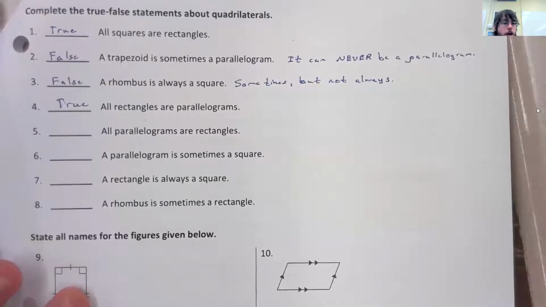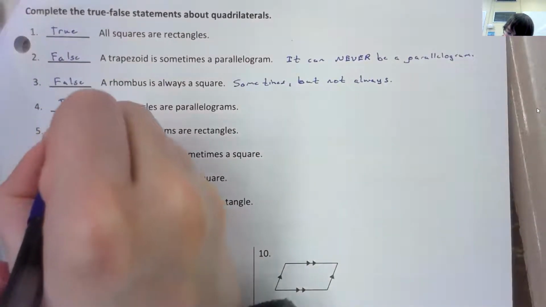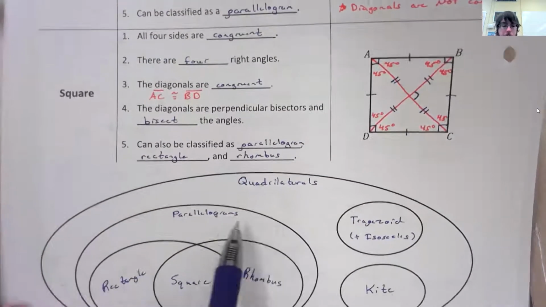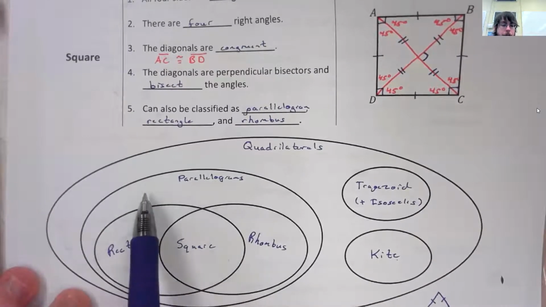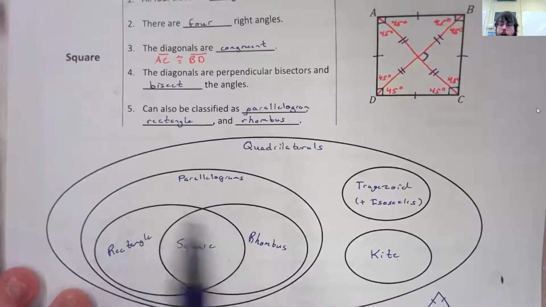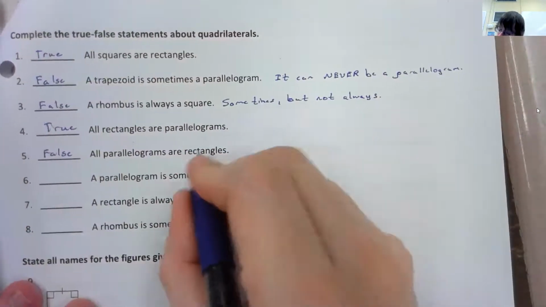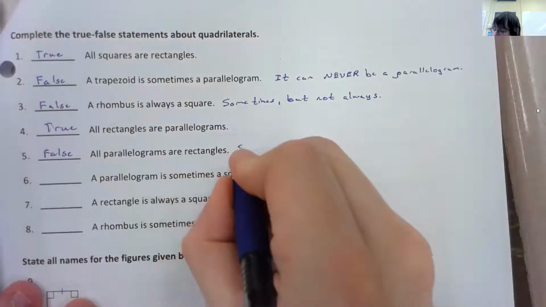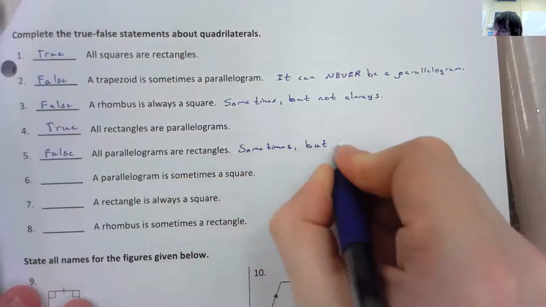All right, so number 5, all parallelograms are rectangles. This one would be false. If you look at your Venn diagram, the parallelogram bubble contains the rectangle completely, but you see there's some open space here. That would mean that there's some parallelograms that are not rectangles. So all parallelograms are not rectangles, but sometimes they are. So sometimes, but not always.